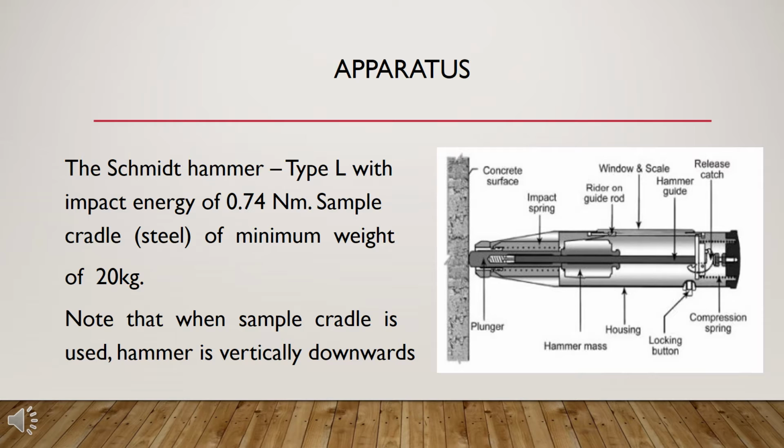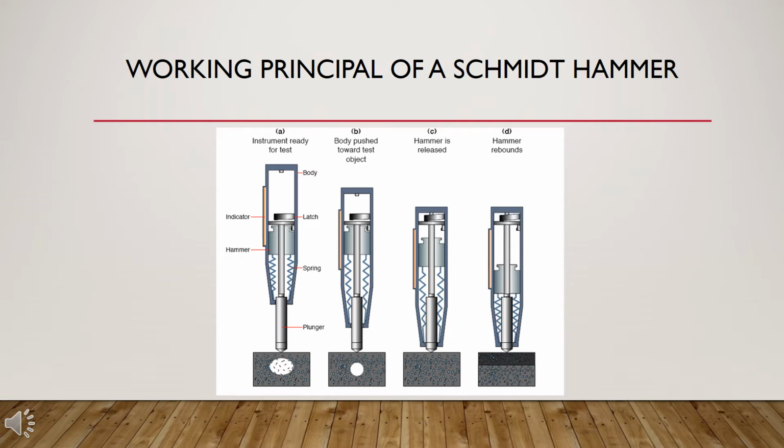Apparatus: the Schmidt hammer type L with an impact energy of 0.74 Newton meter, and a steel sample cradle of minimum weight 20 kg. Note that when the sample cradle is used, the hammer is held vertically downward. This is the working principle of the Schmidt hammer.